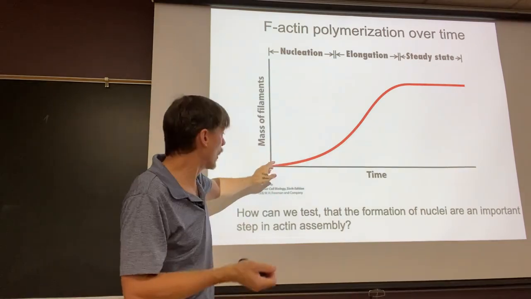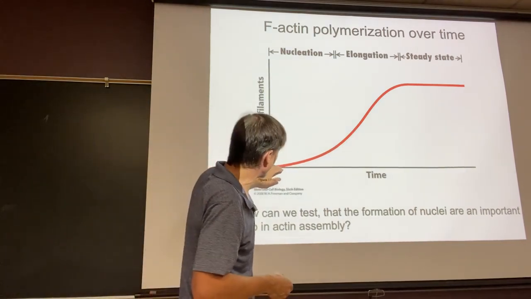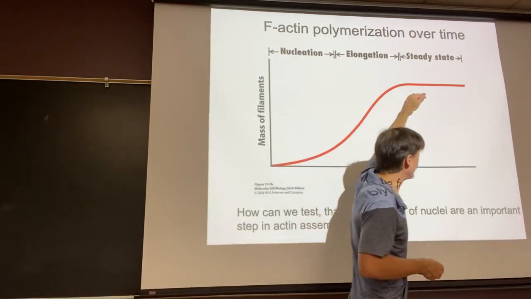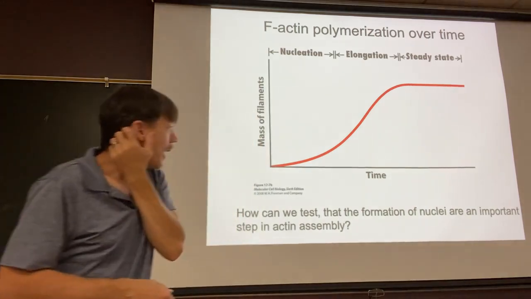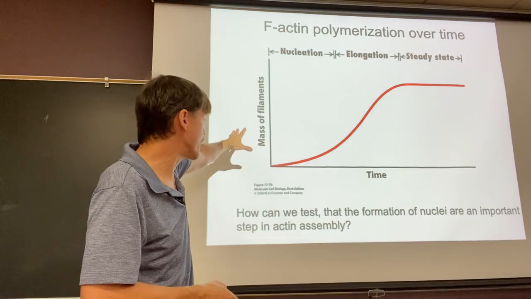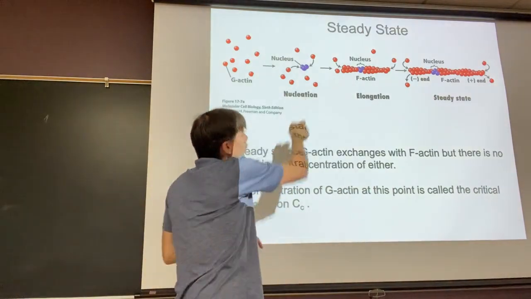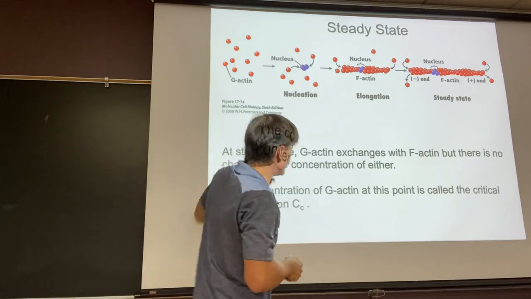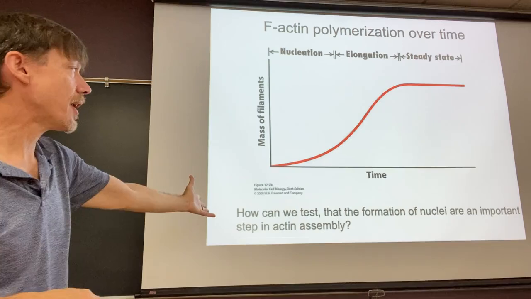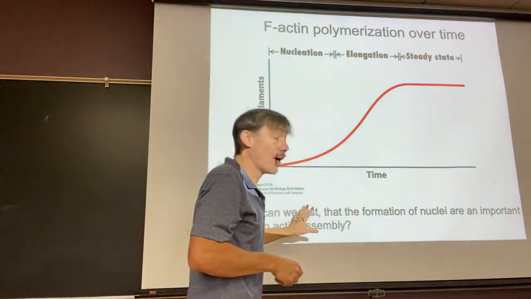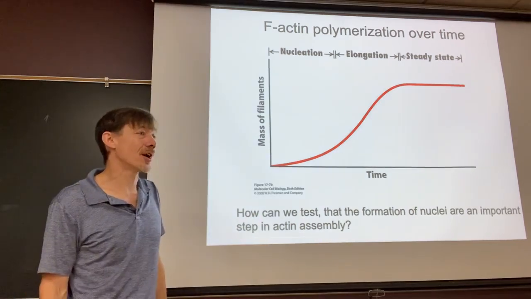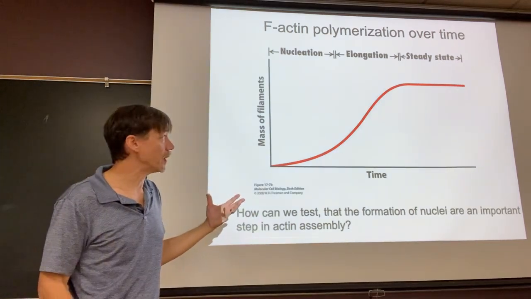What you can see is that, at least in this case, initially there's a very slow rate of mass gain, then it really rapidly increases, and then it flattens out over time. And I had mentioned that the nuclei are an important step in actin assembly. So we've got our little nuclei here with the 3 actin subunits, and the question is how can we test that the formation of nuclei is an important step in actin assembly? We'll take a little break here and talk about how we would do this experiment.